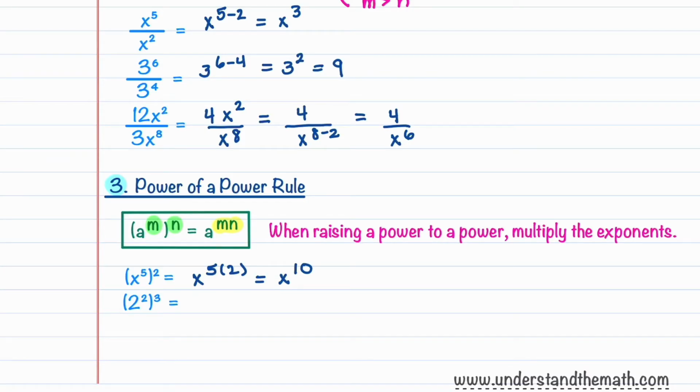And then our next example, we have a constant. It's 2 squared cubed. So this becomes 2 to the 2 times 3, which is 2 to the 6th, which is equal to 2 times 2 times 2 times 2 times 2 times 2. Let's see here. This is 8, and this is 8. So this gives us an answer of 64.